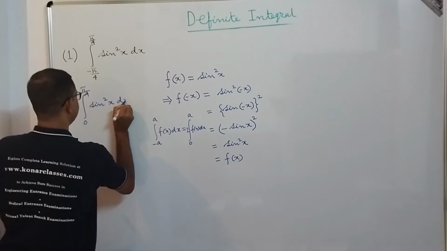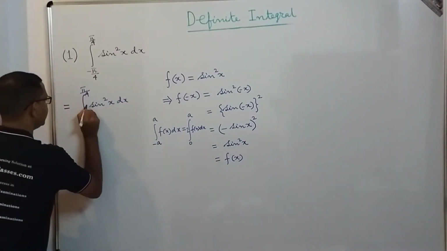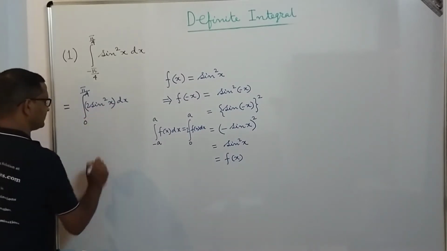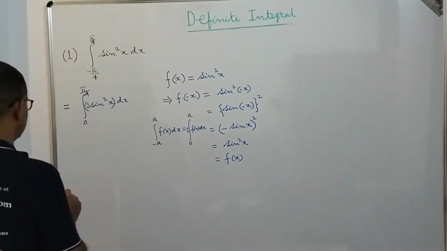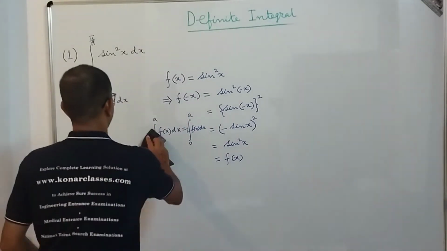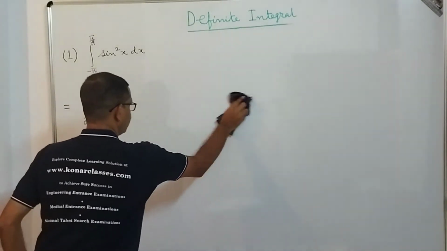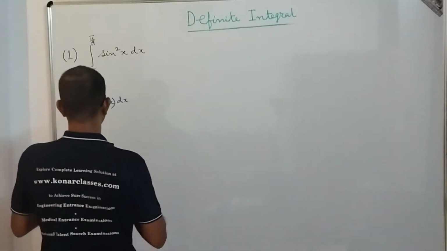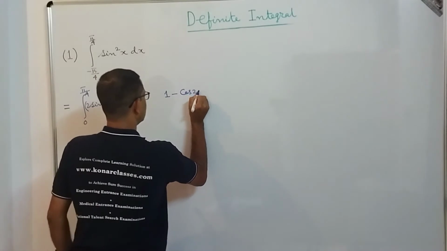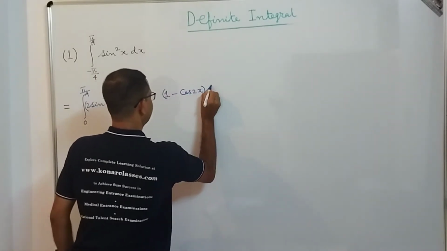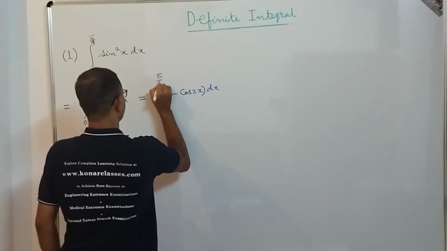Now purposefully we bring this 2 inside, so 2 sine square x dx. The trigonometric formula for 2 sine square x is 1 minus cos 2x. So we can write that 2 sine square x is equal to 1 minus cos 2x, so that is the integral from 0 to pi by 4 of (1 minus cos 2x) dx.